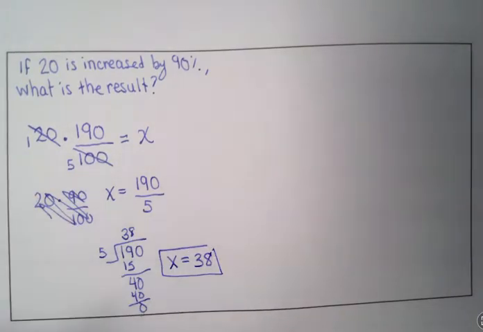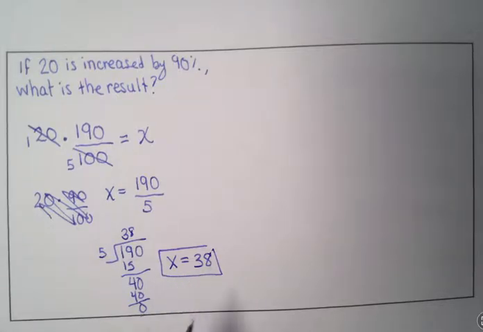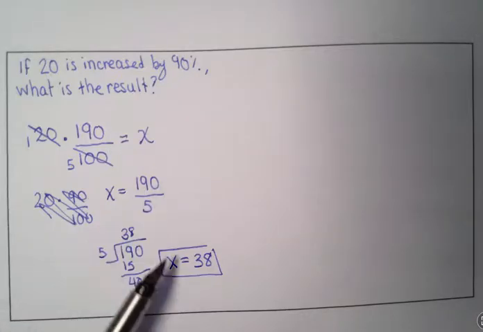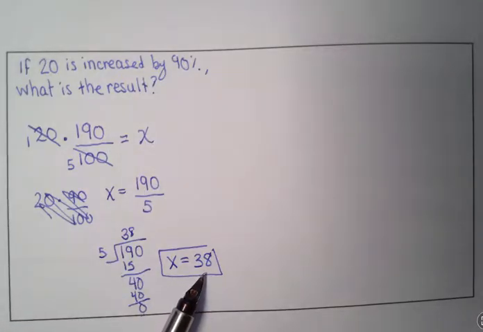Now I want to look at my result and make sure it makes sense, because 20 was increased by 90%, so 38 is bigger than 20. If I come up with a number that's smaller than 20, I know I did something wrong. So let's do a diagram for this one as well.